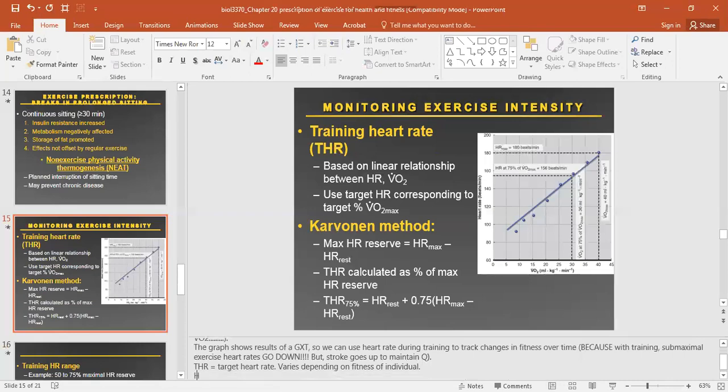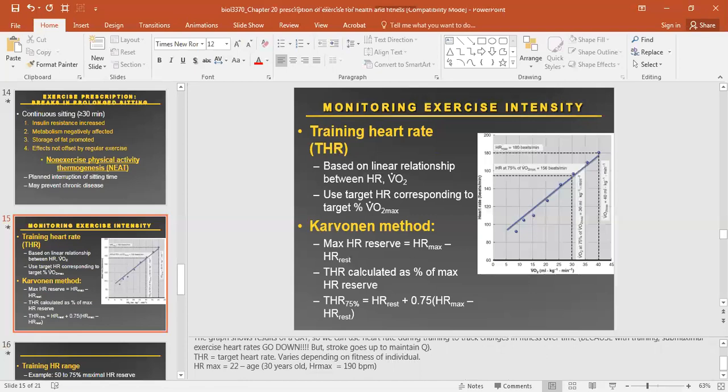Heart rate max, HR max, can be calculated easily as 220 minus your age. So if you're 30 years old, your heart rate max is 190 beats per minute. Got it? You can also then subtract that from your heart rate at rest. And that's something that you actually have to measure. Measure first thing in the morning, before you get out of bed.